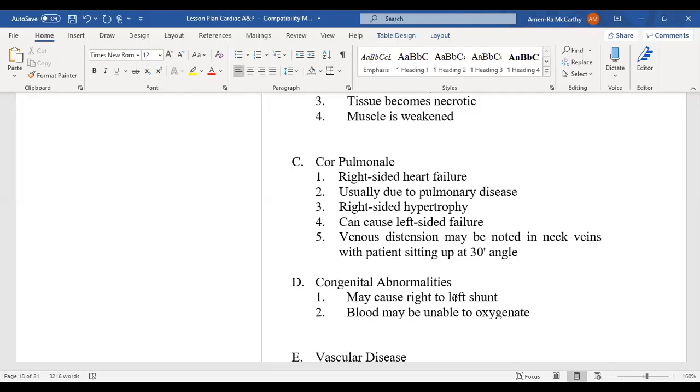So cor pulmonale is the right-sided heart failure, usually due to some type of pulmonary disease. What's the main pulmonary disease that y'all are going to deal with? COPD. If somebody has COPD, they either have or will have right-sided heart failure. That's a lung disease. Lung diseases cause right-sided heart failure, usually. Okay, usually.